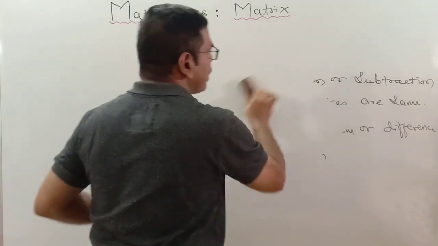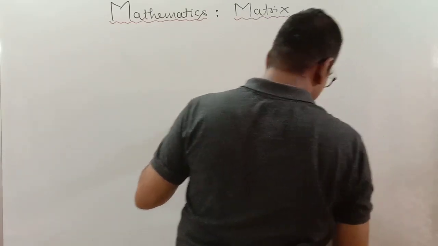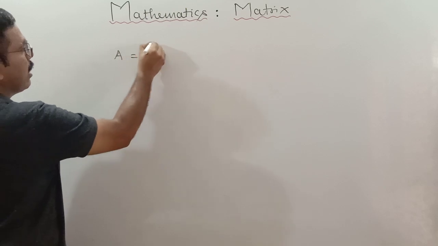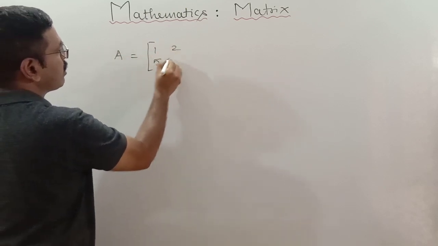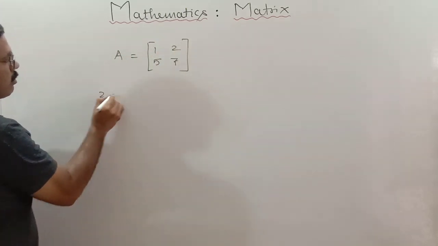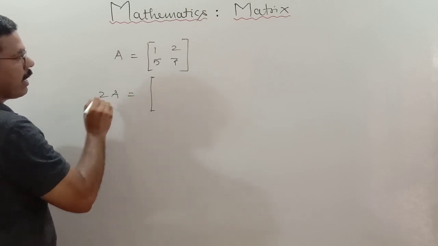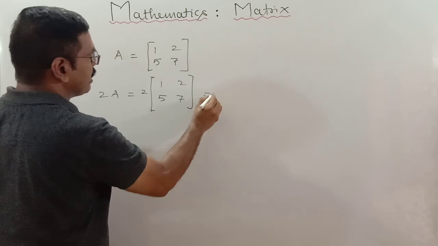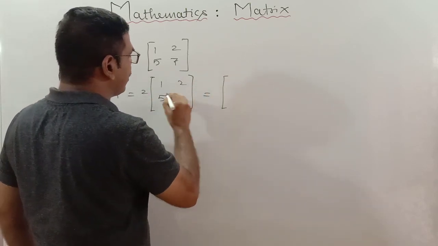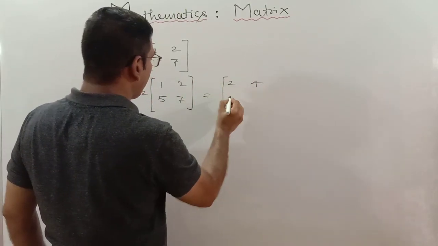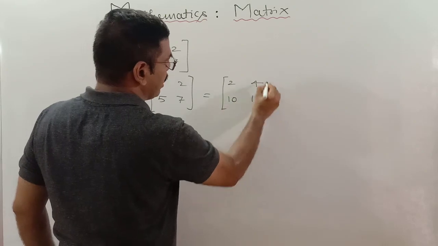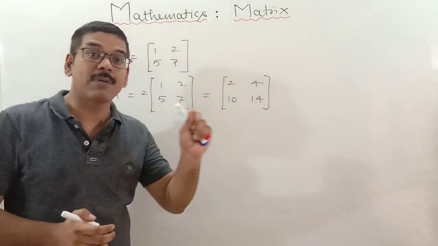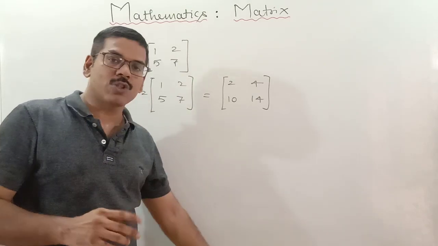Scalar multiplication in the sense what? When a matrix is A, suppose A is here 1 2 5 7. Then if we are multiplying by 2, 2A will be 2 times 1 2 5 7, and this 2 will be multiplied in all the elements, means 2 4 10 and 14. This is the value of 2A. You understood? So this is called the scalar multiplication of matrices. Now we should solve the question.